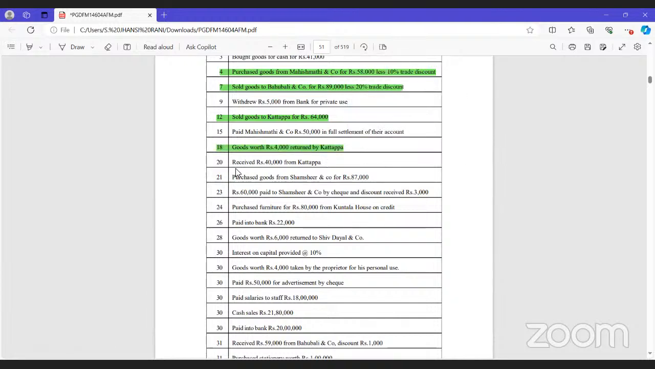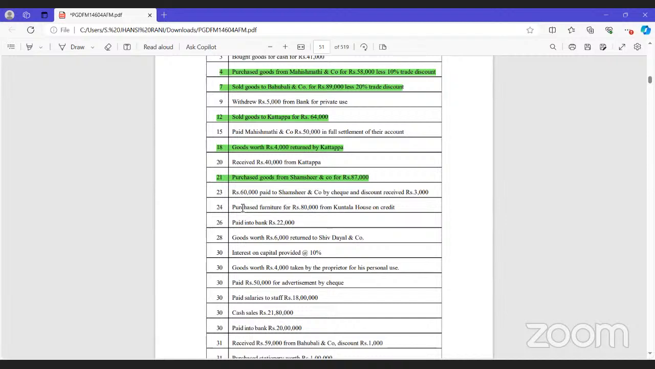Next, received. What will we receive? We will receive cash. So that is a cash transaction. I will take it in the cash book. Next, purchased goods from Shamsher. This is also a credit transaction. We will not take it in the cash book. So I am highlighting those items which we will not take in the cash book. Next, cash paid. We are paying Shamsher. What will we pay? We are paying cash. So when we are paying cash, it is a cash transaction. So we will take it in the cash book.